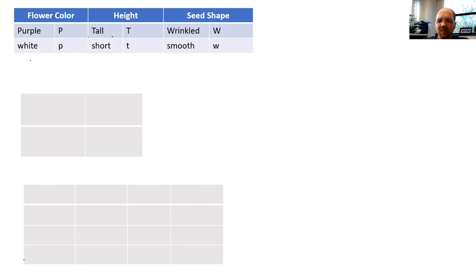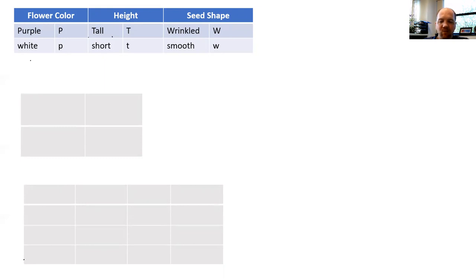So I set things up here already. I have three different traits here. I have three different genes: flower color, height, and seed shape. And then the alleles for each of these genes: purple being dominant, white being recessive, tall being dominant, short recessive for height, and then wrinkled and smooth.